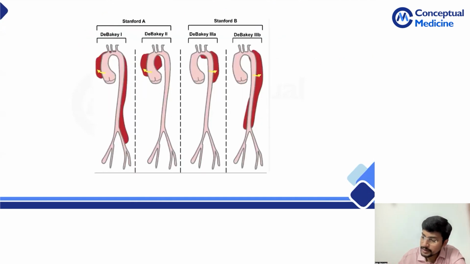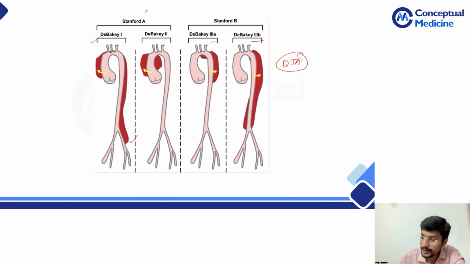So this is DeBakey type 1. I told you it starts from the ascending and extends till the descending. Type 2 was only the ascending, and sometimes the arch can be involved, but definitely not descending. Type 3 is descending. DTA is involved. Based on the extent, it is divided into 3A and 3B. Supra-diaphragmatic is 3A, infra-diaphragmatic is 3B, nothing else.